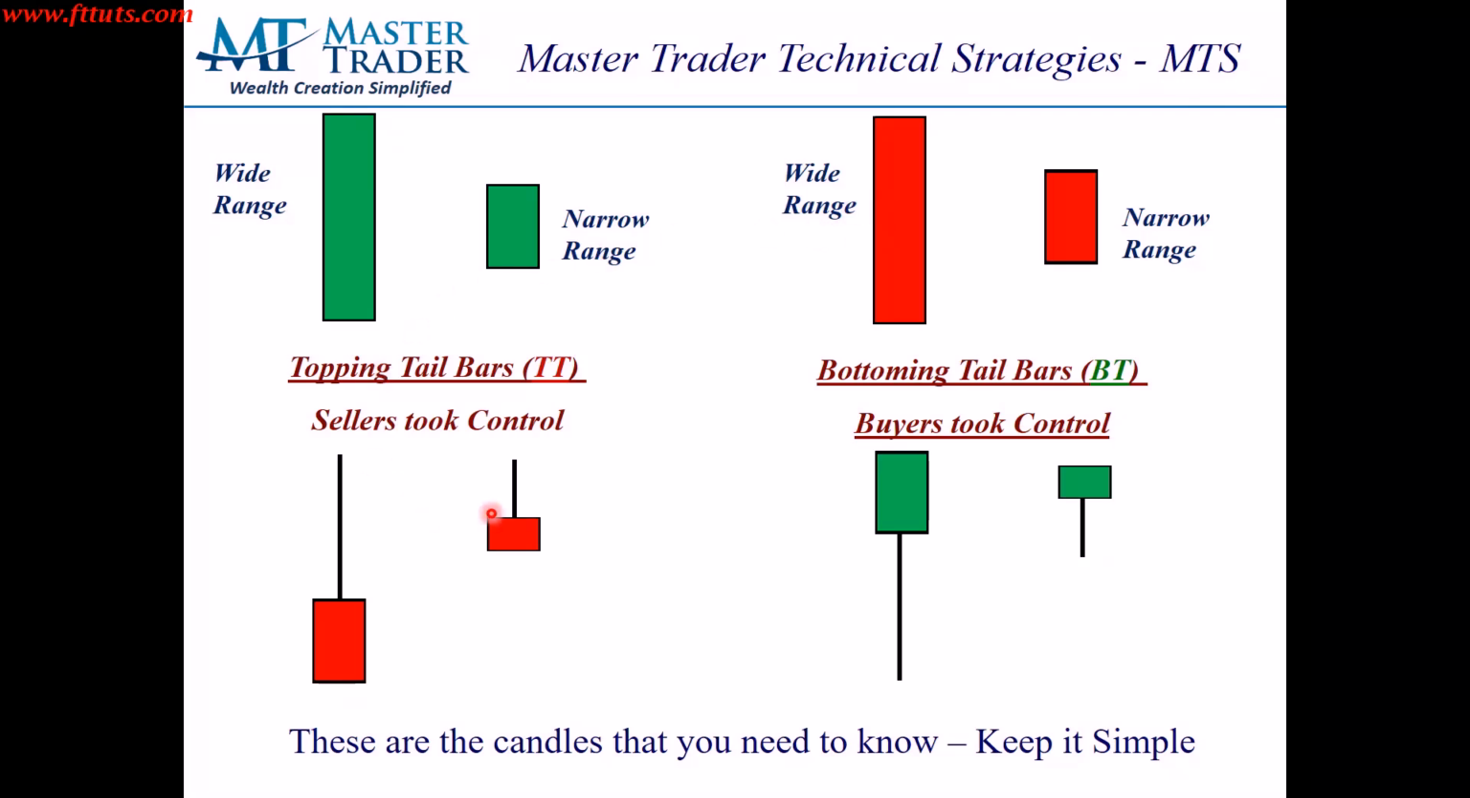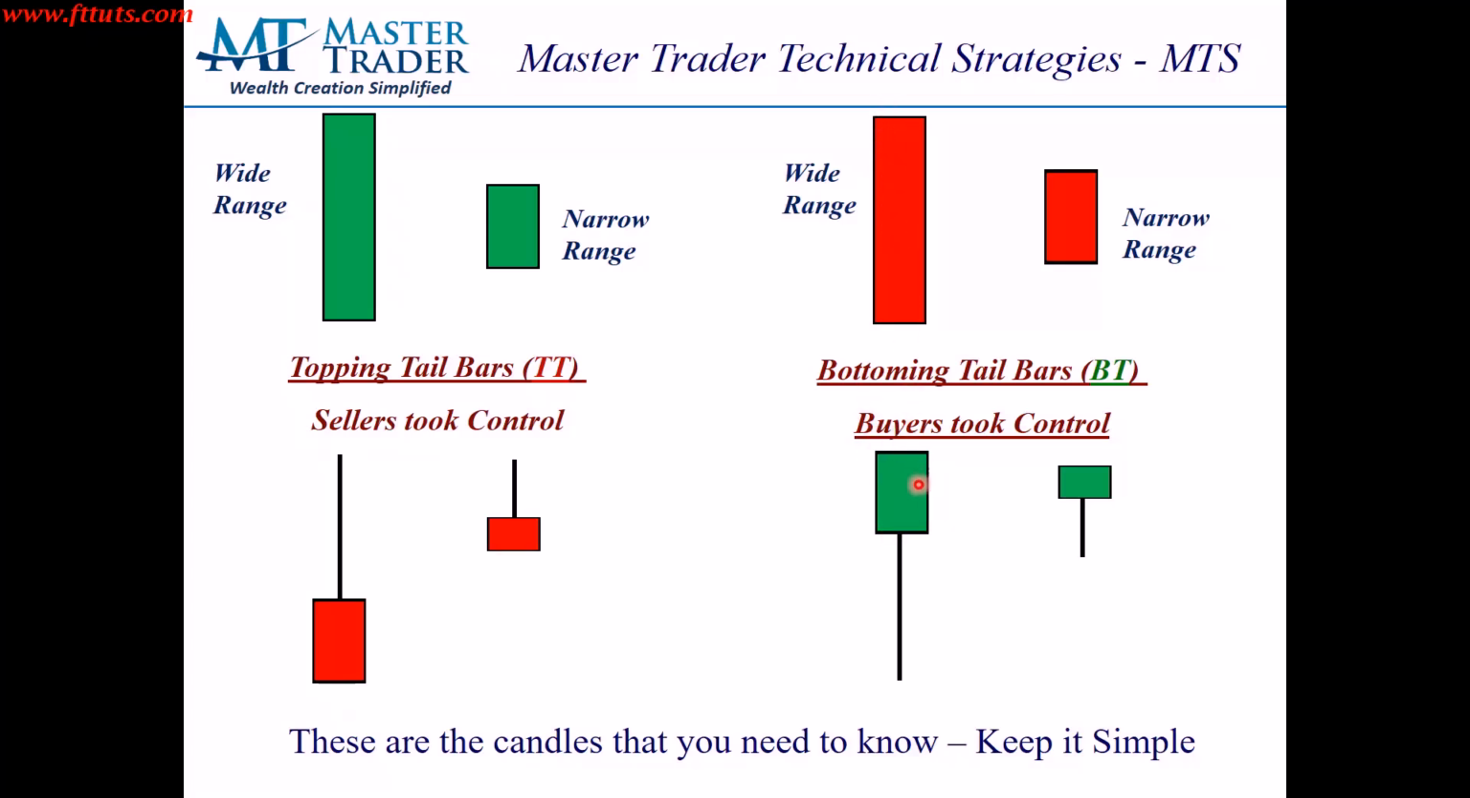Topping tails, sellers took control; bottoming tails, buyers took control. When we look at bottoming tails and topping tails, the next question is: is it also a range expansion, topping tail or bottoming tail? Because wide range bars are either igniting or ending, and bottoming tail bars are just another form of when it's a range expansion bar, a wider bar, but it turned around.